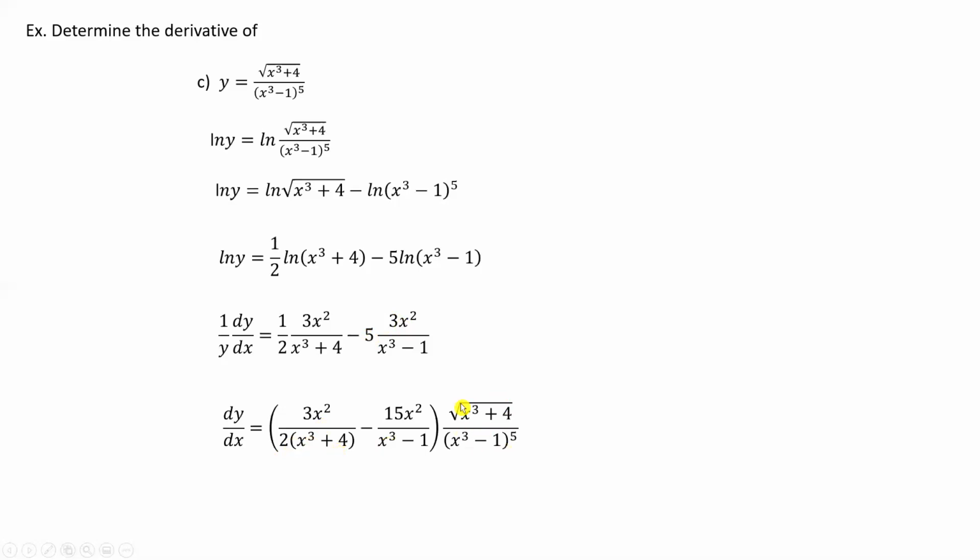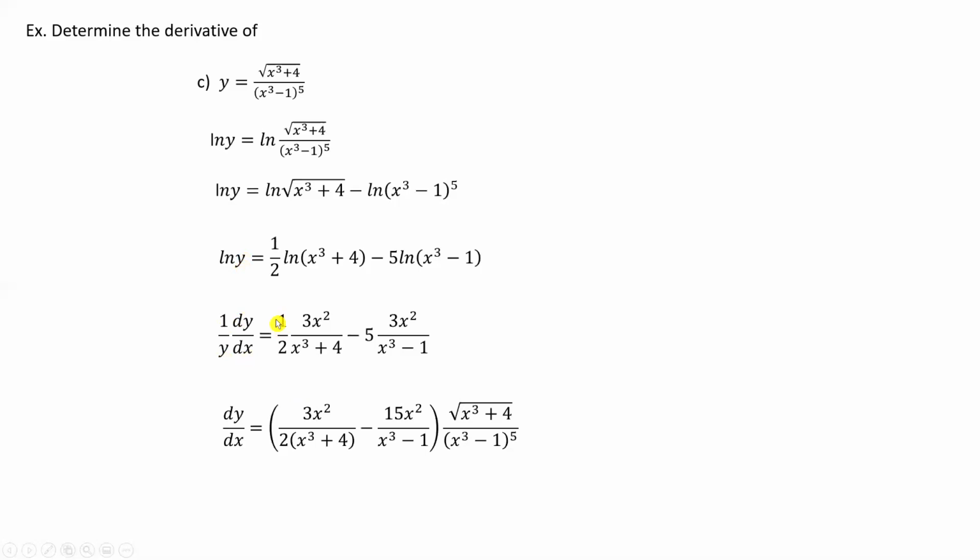And where did this term come from? When you multiplied both sides of the equation by y, we replace y with what it was equal to in the beginning. So we'll look at that again. We took the ln of both sides, changed the quotient to subtraction, brought down your exponents. This is really 1/2, and this is 5. Took the derivative of both sides using the log rule, 1 over argument, derivative of argument.